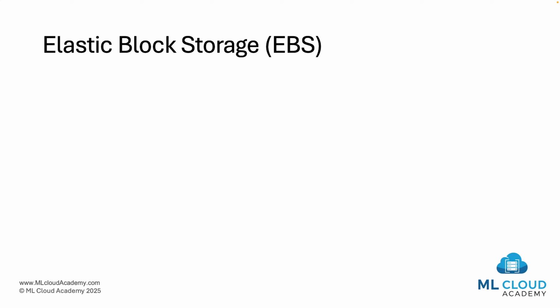Elastic Block Storage, EBS. It's a block storage volume for EC2. EC2 is a service from Amazon, and it stands for Elastic Compute Cloud, and it lets you run virtual servers in the cloud. So an EC2 instance can format, mount, and use it like a traditional hard drive.